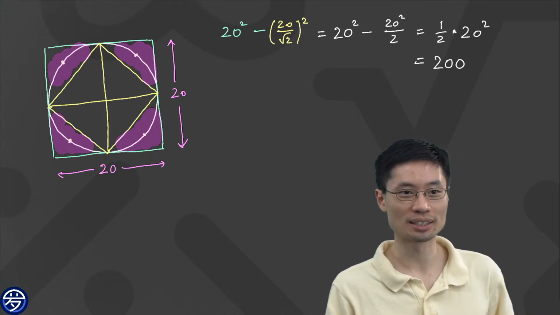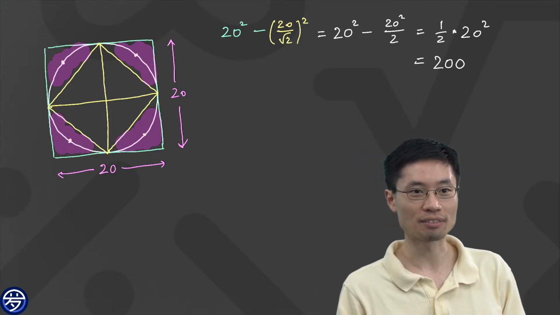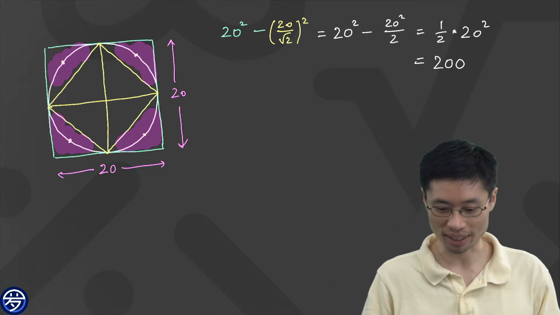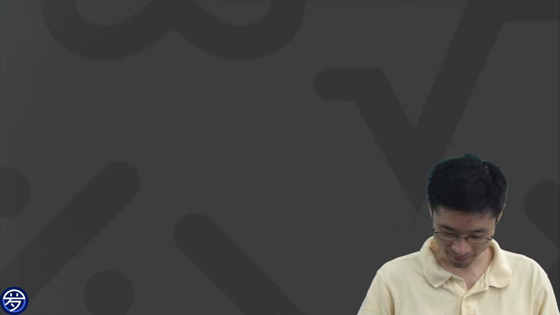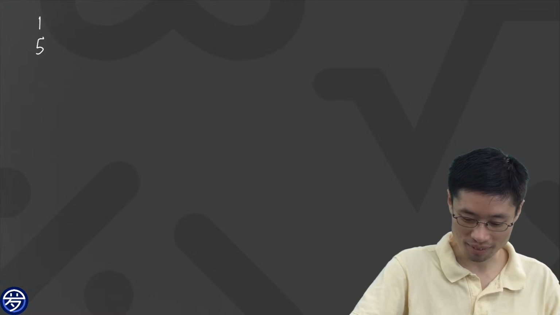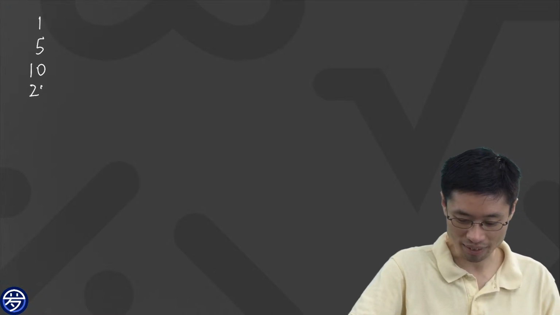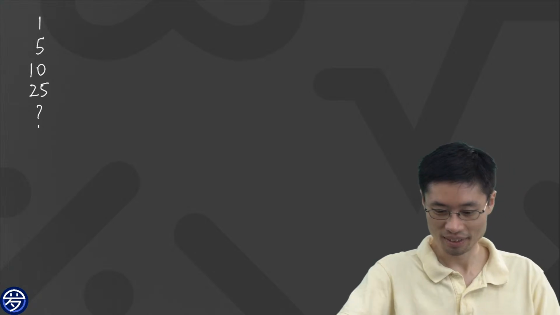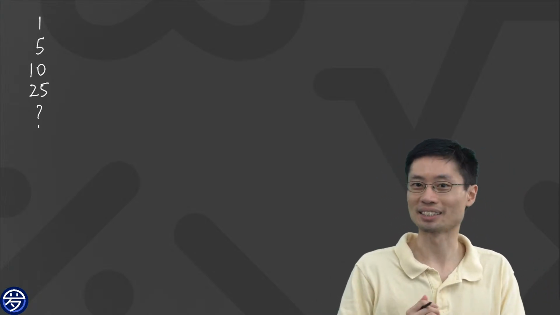Oh, I see a sequence. Jack Y: 1, 5, 10, 25, question mark. I don't know. 1, 5, 10, 25, question mark. I don't know what's next.